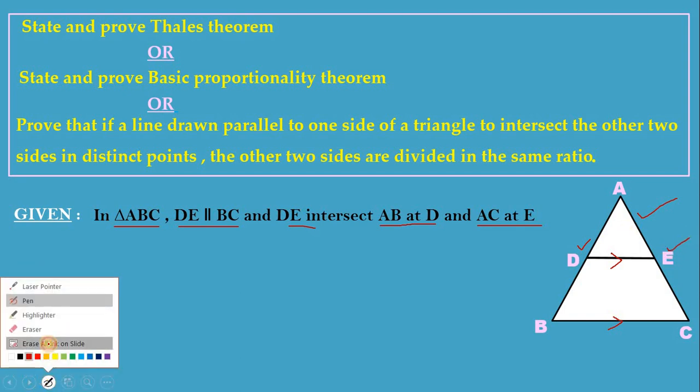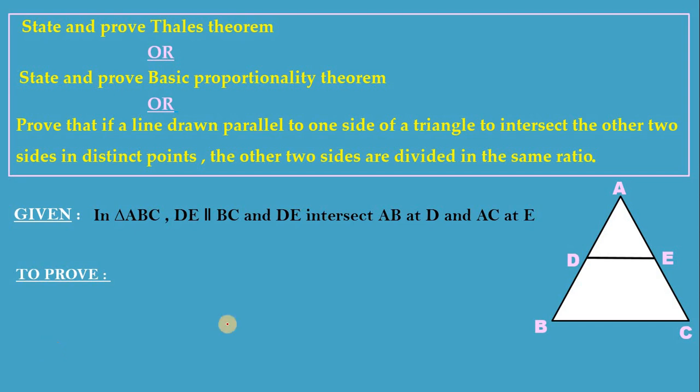Next step, to prove. As I said, this line DE divides AB into two parts, AD and DB, and AC into AE and EC. These parts will be in the same ratio. I mean, AD by DB equals AE by EC.